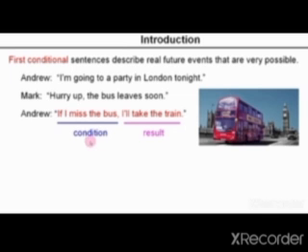Yes, class, you can see this sentence. If I miss the bus, I will take the train. This is a conditional sentence. First of all, how do we come to know? Because in this sentence, in the first portion, we have a condition, whereas in the second portion, there is the result of that condition. You can see the result.